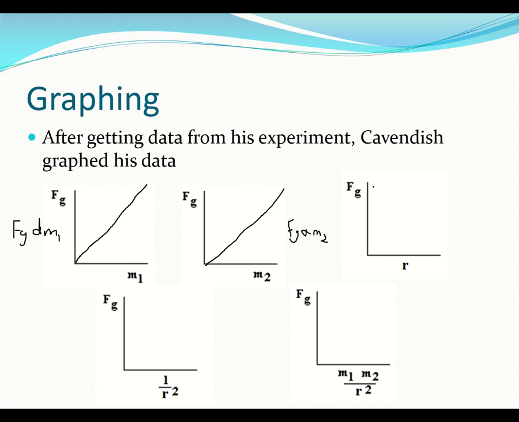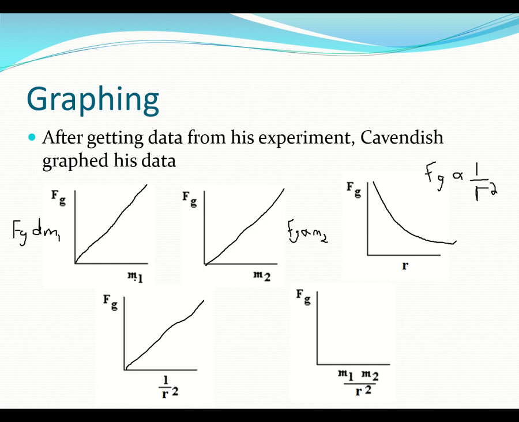And then he graphed out his data from Fg versus r, and he got a curve like this. So what that tells us is that this type of graph is an inverse graph. So Fg, force of gravity, is inversely proportional to radius. And if he just inversed the values, he didn't get a straight line with his graph. So what he did is he inverse squared them. And then when he did that, he got a straight line. So that tells him that they have an inverse squared relationship.